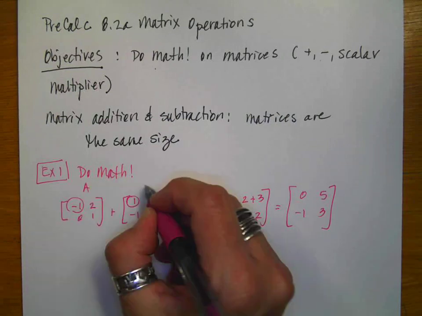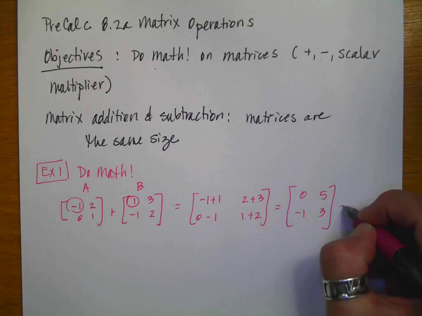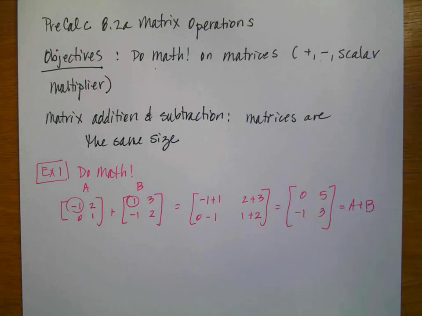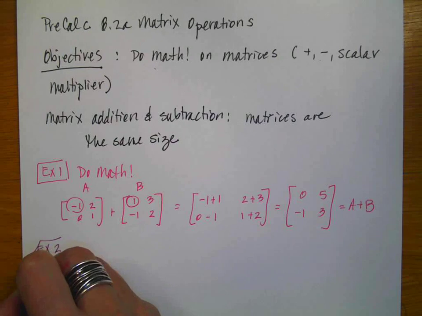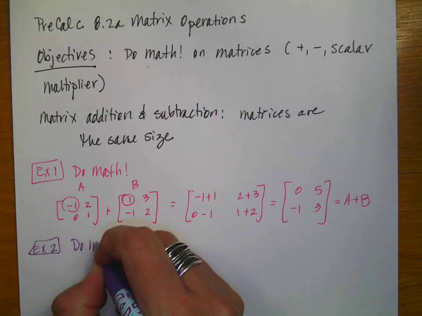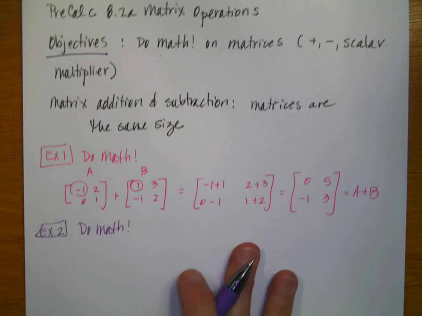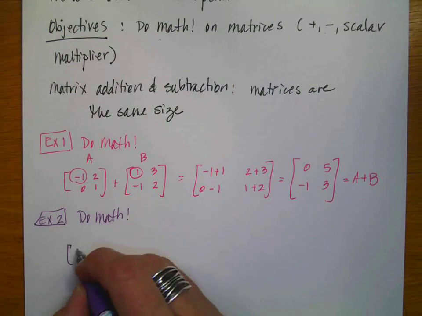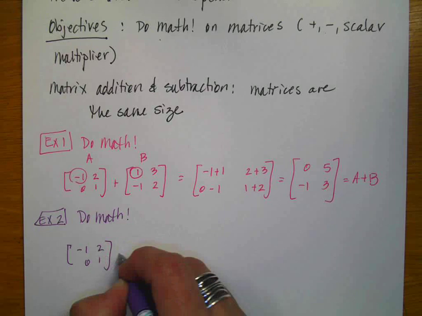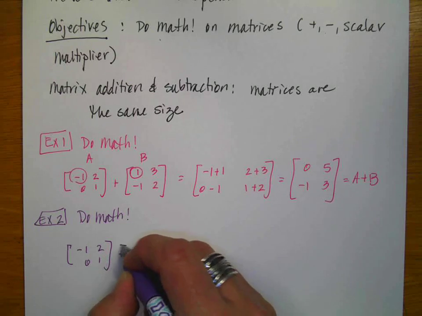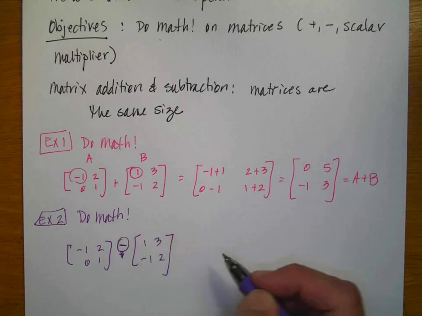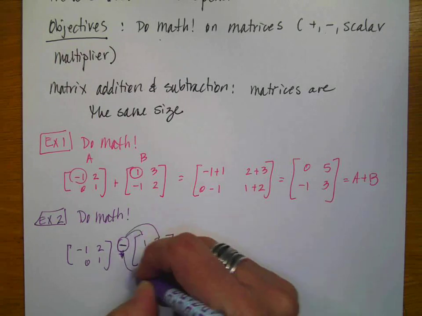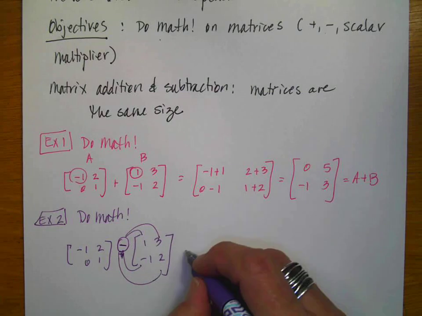Okay? And if we called that matrix A and matrix B, we would identify that by saying that was A plus B. For our second example, we're going to do subtraction, and subtraction is just the same thing as addition, right? But now we're adding negative quantities. So let's say I had negative 1, 2, 0, 1, same matrices, and I want to subtract them, 1, 3, negative 1, 2. You just have to remember that the negative is distributed to every term inside the matrix.